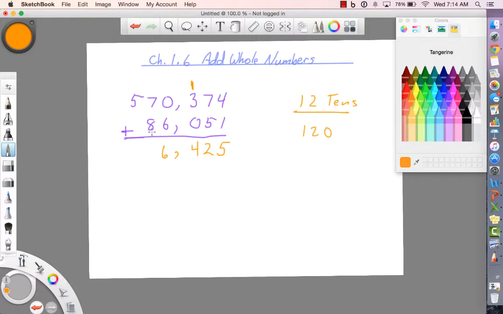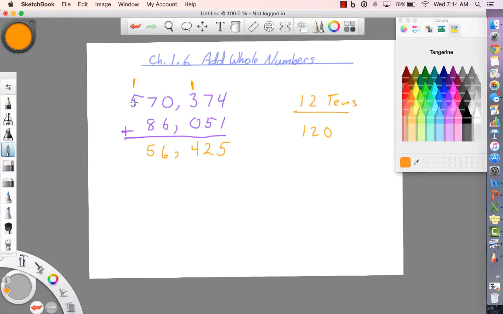And now we're going to add the 10,000s place, and again we're going to have this regrouping issue. 7 plus 8 is 15. So that means 70,000 plus 80,000 is 150,000. We're going to carry the 1 up there and put our 5 here. But this 1 really stands for 100,000, and this 5 really stands for 10,000.